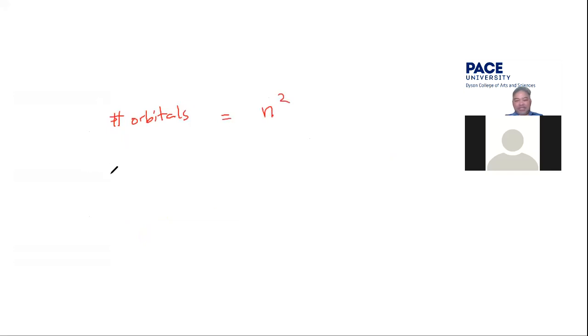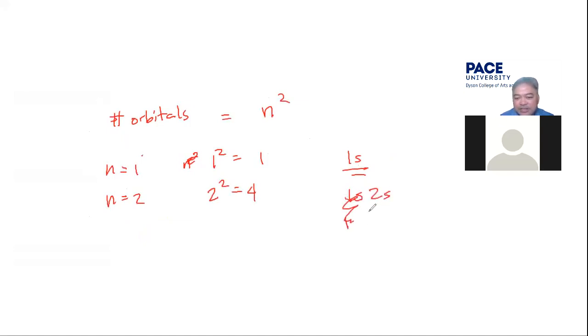Why? When n is equals to 1, what is the number of orbitals? You only have 1. You only have 1s. When n is equals to 2, what's the number of orbitals? So 2 squared, that's 4. So you have a 2s and a 2p. How many orbitals does a p have? 3 orbitals. So when n is equals to 3, that means 3 squared, you have 9 orbitals. So that means you have 3s, 3p, and 3d.